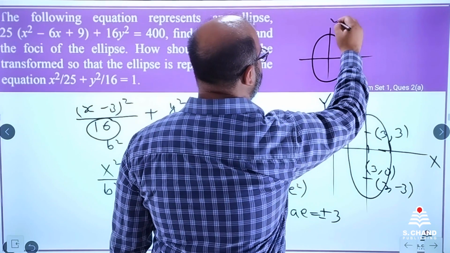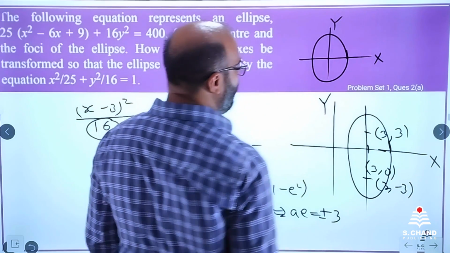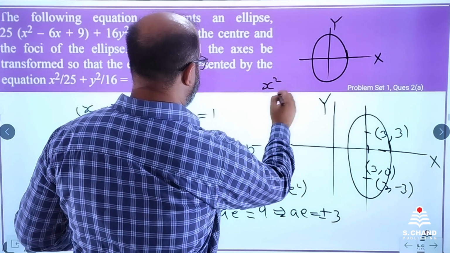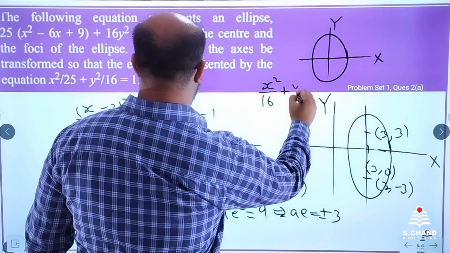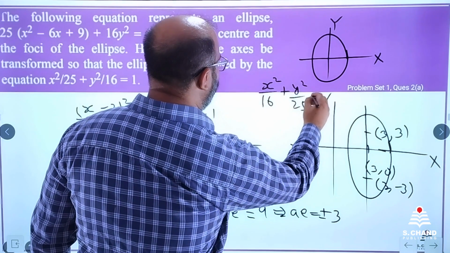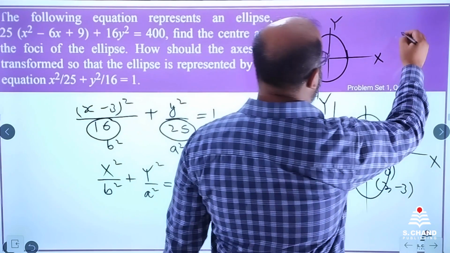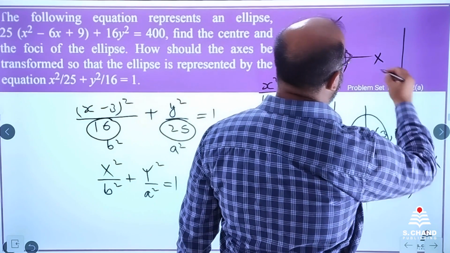Now this is y, this is x, and now the equation will become x square by 16 plus y square by 25 is equal to 1. Now in the next step, you rotate it. So when you rotate it, what will happen?